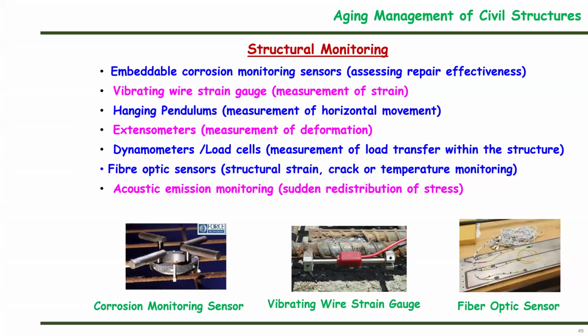Fiber optic sensors can be used for structural strain, cracking, or temperature monitoring. And acoustic emission monitoring can be used for sudden redistribution of stresses. Some figures I have introduced for corrosion monitoring sensors, vibrating wire strain gauges, and fiber optic sensors. These representative figures I have put up. So by providing these sensors or strain gauges, we can monitor the structure at regular intervals or from time to time.